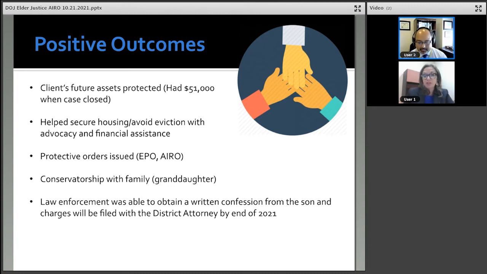So in this case, though, we definitely had some great outcomes, right? We were able to issue the EPO and the AIRO. A granddaughter stepped up and filed for conservatorship so that the client could remain with family. We were able to secure his housing and avoid an eviction. And with us safeguarding the assets, by the time we closed the case, he had already accumulated $51,000, which would have all been gone if we had not intervened. And law enforcement later was able to get a written confession from the son. Charges are being drafted, and by the end of this year will be filed with the DA. So we had some good things happen on this case.